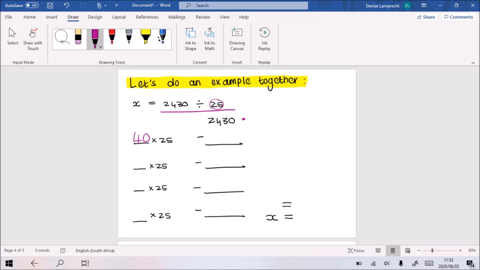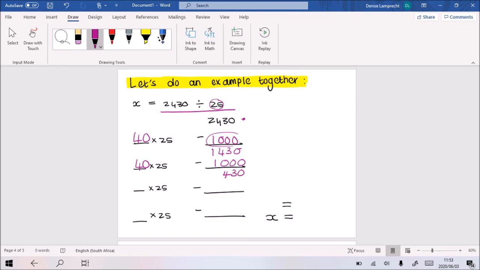Because 2,430 is quite a big number. It does not help to start with 10. 40 times 25 will give me 1,000. Remember, after every step, we minus. 2,430 minus 1,000 will give me 1,430. Again, I'm going to multiply by 40 because now I know it will give me 1,000. I subtract again, and that will give me the answer of 430.